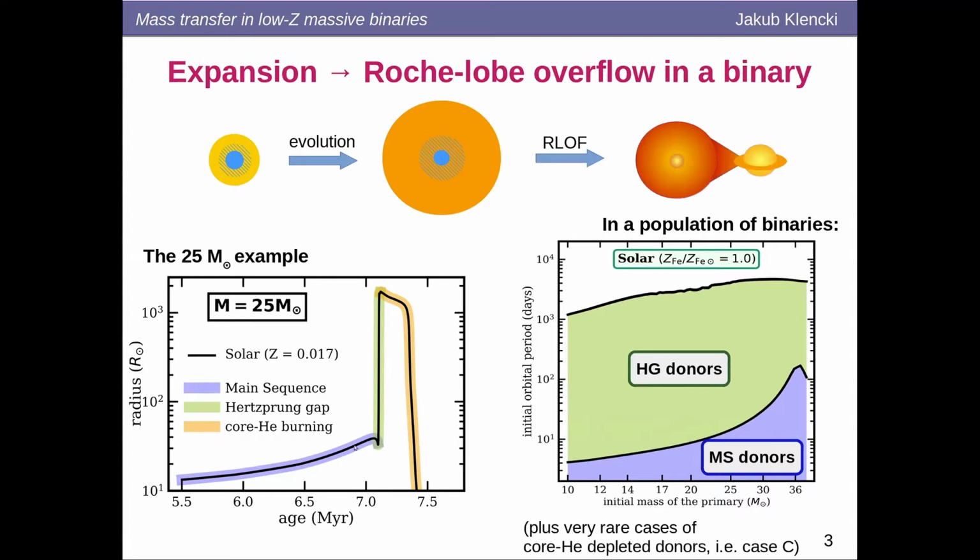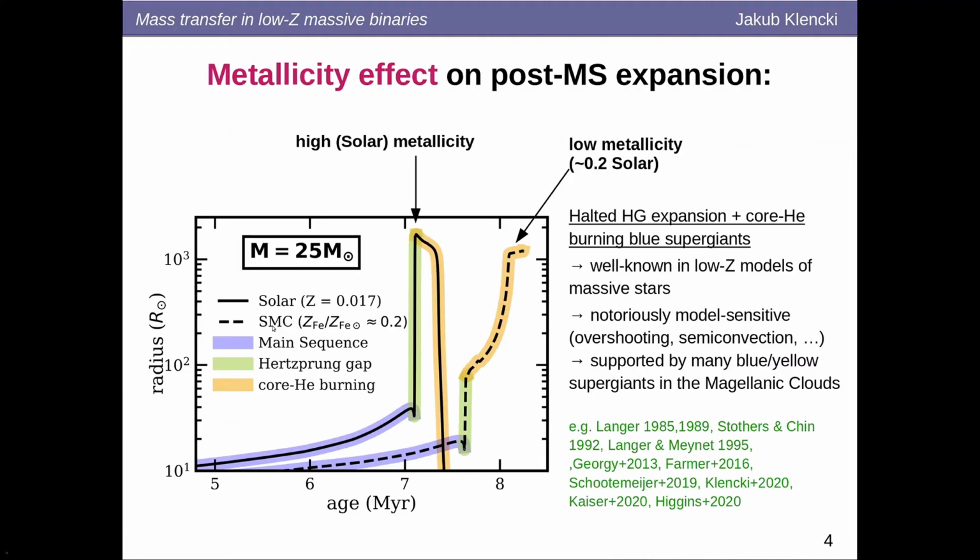So now I added a dashed line here, which shows the radius evolution of a low metallicity model with the SMC composition. What you see here is a halted expansion during the Hertzsprung gap phase. So this star transitions to the core helium burning phase while it's still relatively small. It's a blue supergiant here. This type of post-main sequence radius evolution was found a long time ago in models of especially low metallicity massive stars.